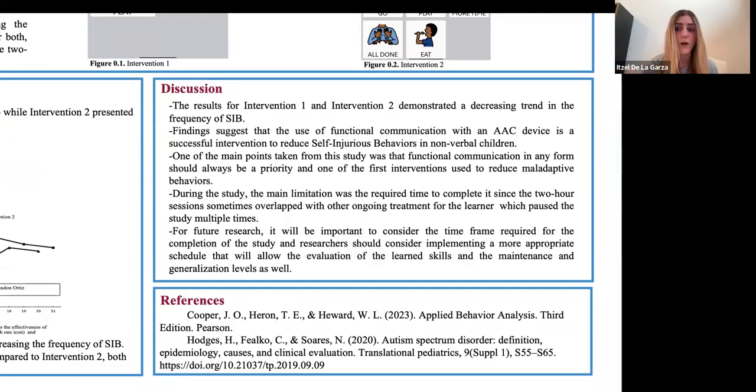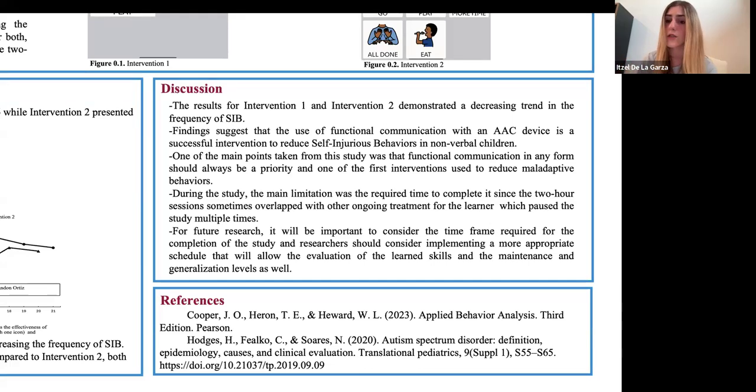So one of the main points that I have to point out here is that as future BCBAs, we need to understand that one of the main things for intervention for all of our clients is to give them their voice, to give them communication skills so that they can communicate with us what they need instead of engaging in these maladaptive behaviors. So it is a very important skill. It doesn't matter if it's AAC device through vocalizations or anything else. It is one of the main things that we need to consider with our clients.